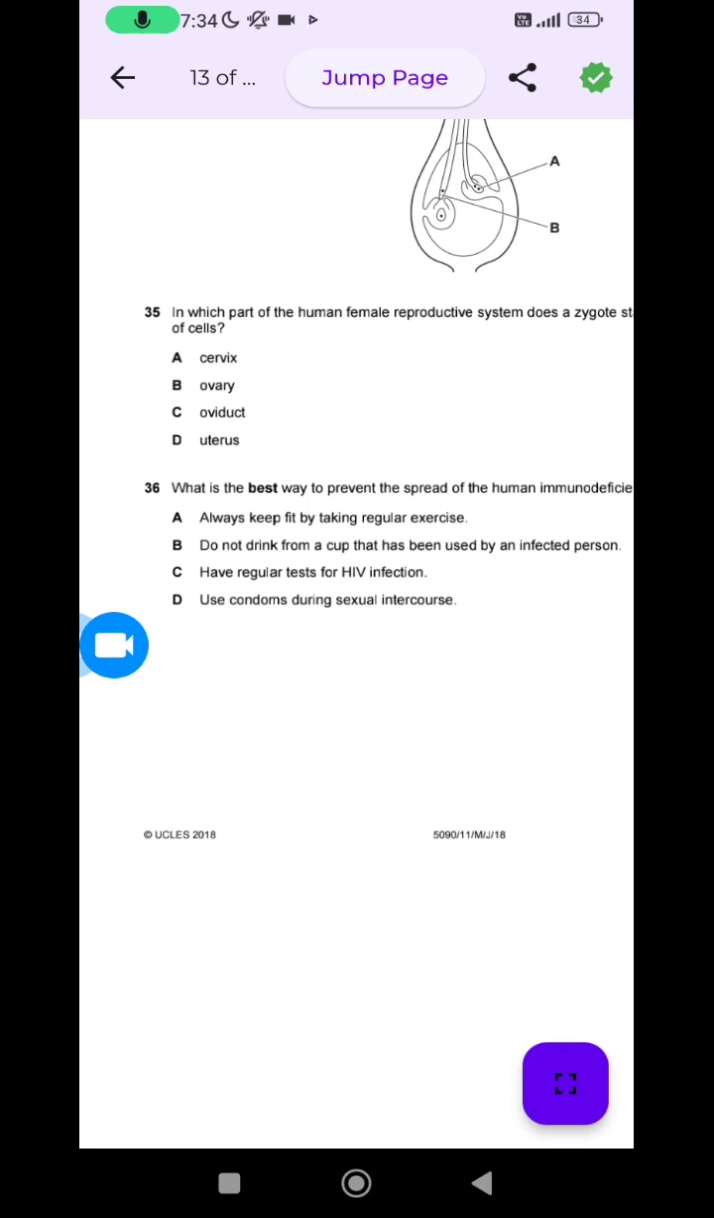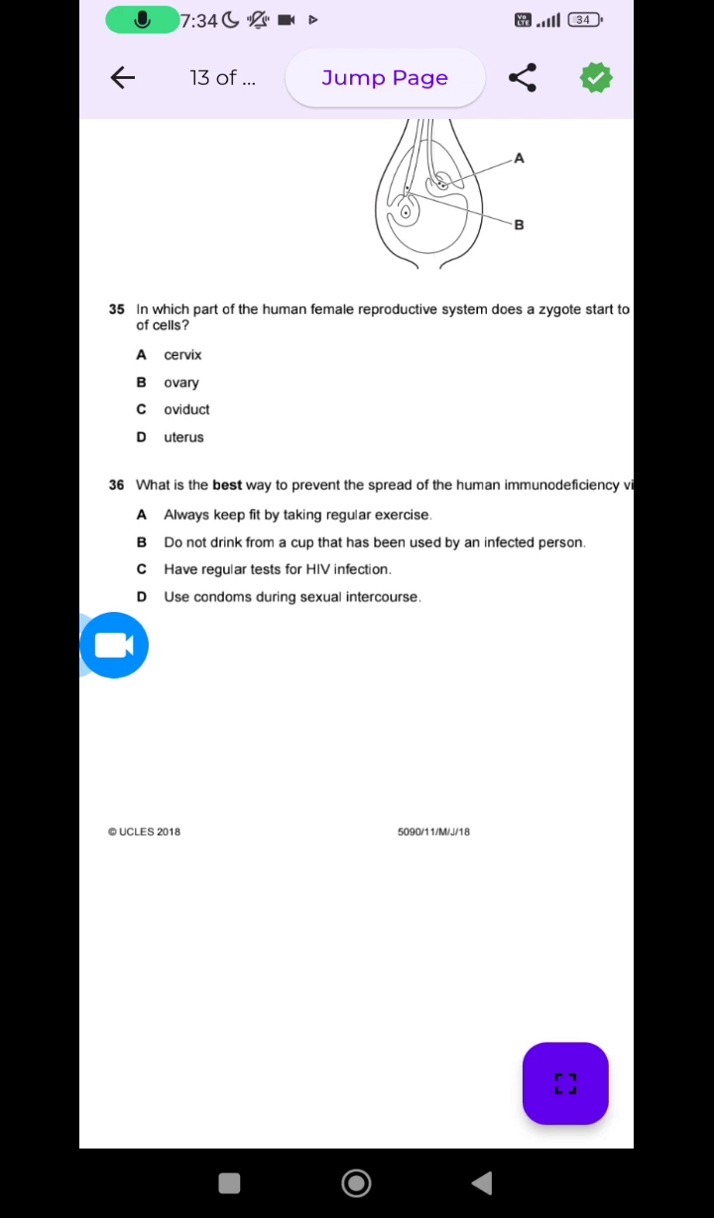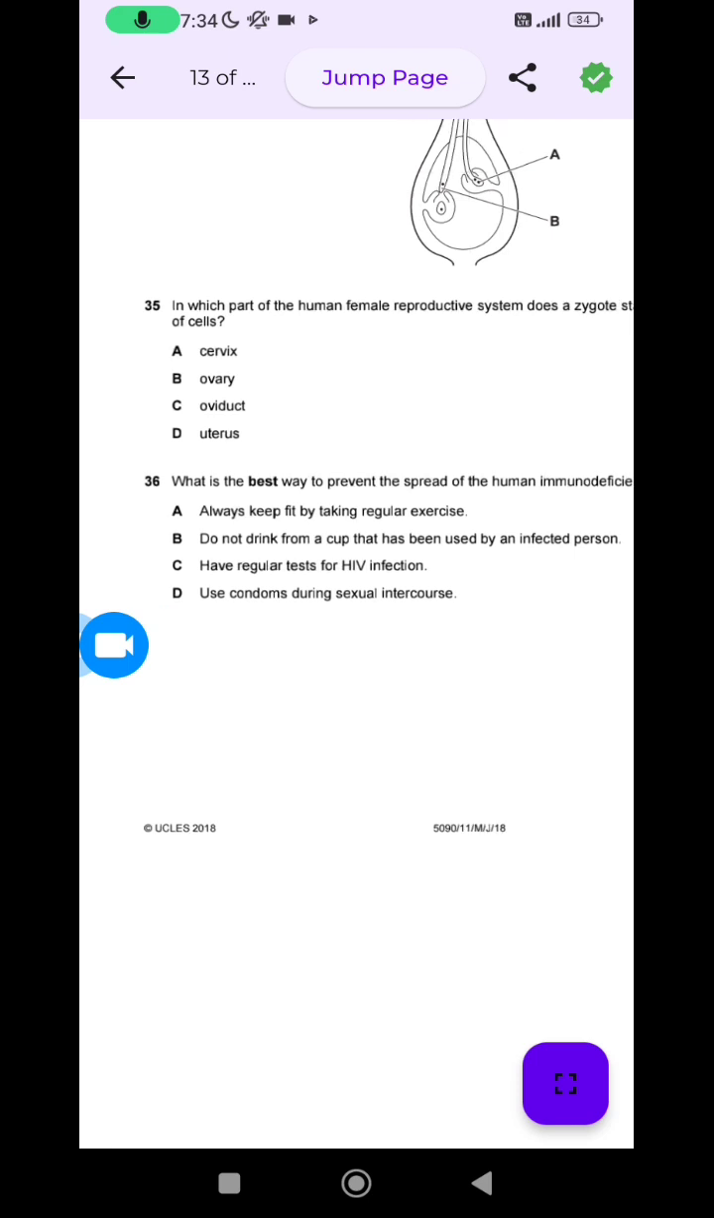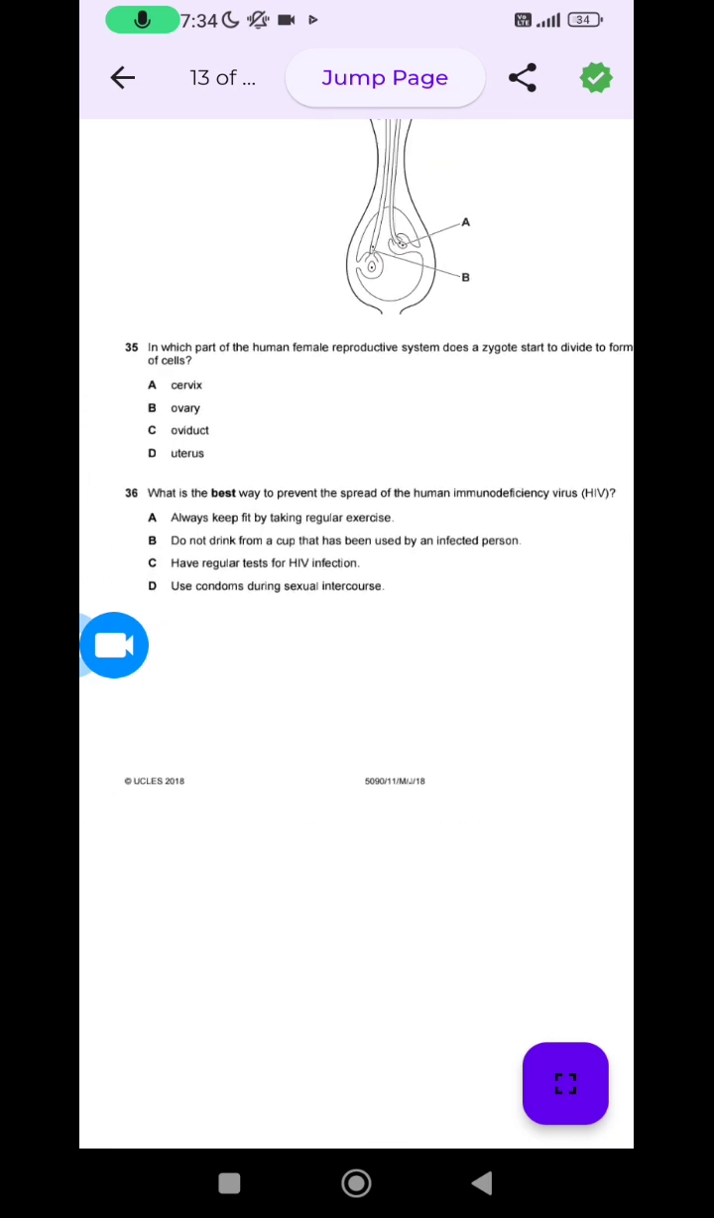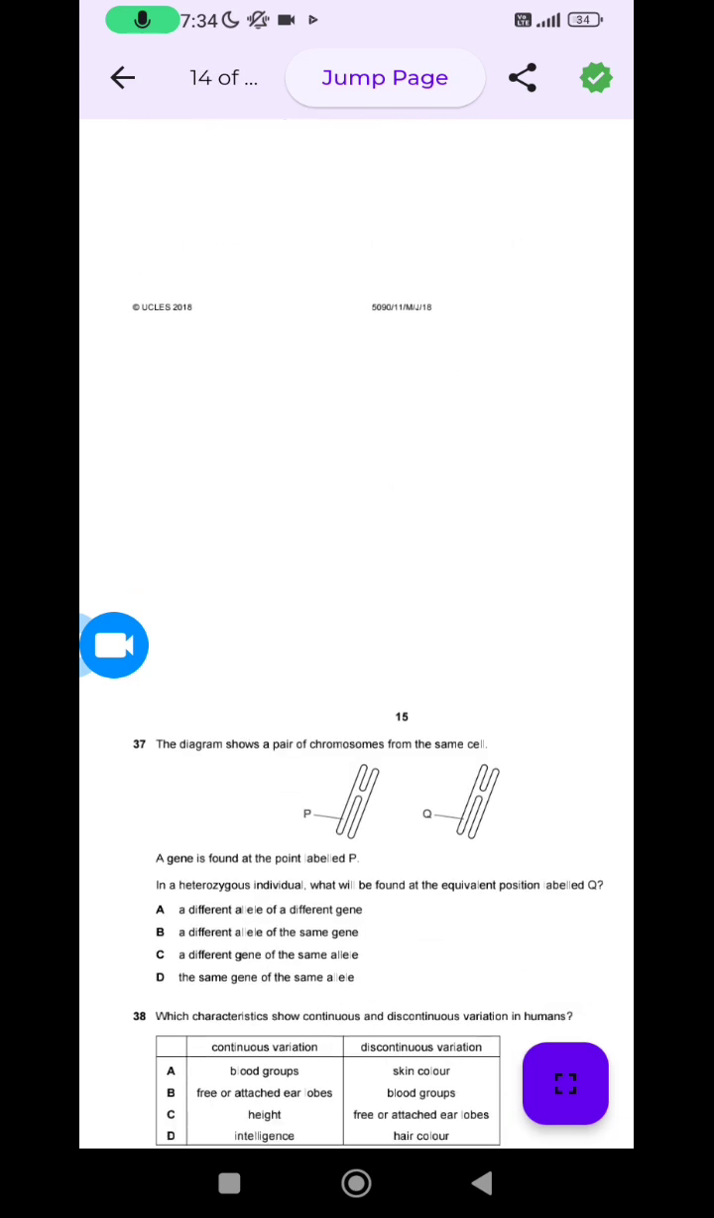Let's see the other options as well. Not drink from a cup that has been used by an infected person, have regular tests for HIV, and use condoms during sexual intercourse. Now the answer is quite simple, D, because when you use it, the spread of HIV through such intercourse will be stopped.